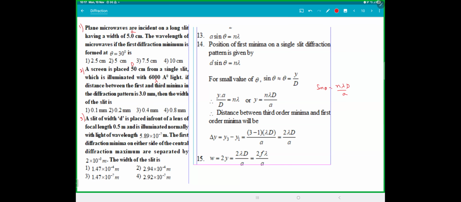A slit of width a is placed in front of a lens. This is a different one. Focal length is given. So this is capital D. The first diffraction minima on either side of the central maxima are separated. So the width of the slit, this is actually 2 lambda D by a. He gave the central fringe width. Other questions clear, everyone? Straightforward. But please make sure to go through this once.